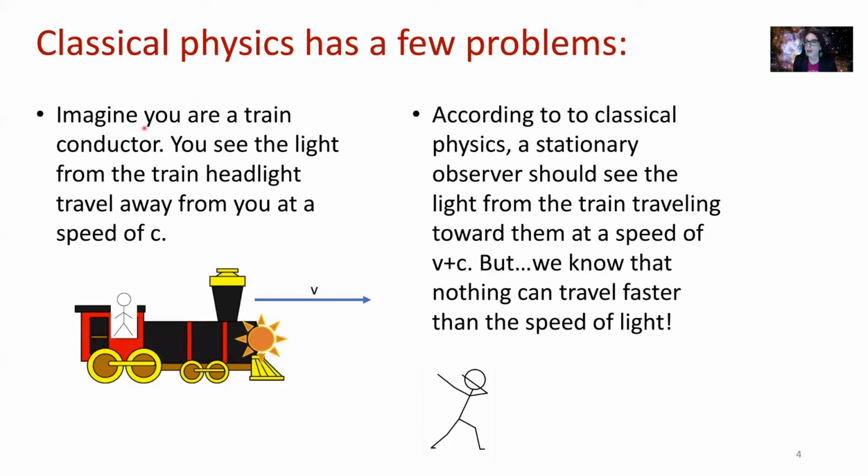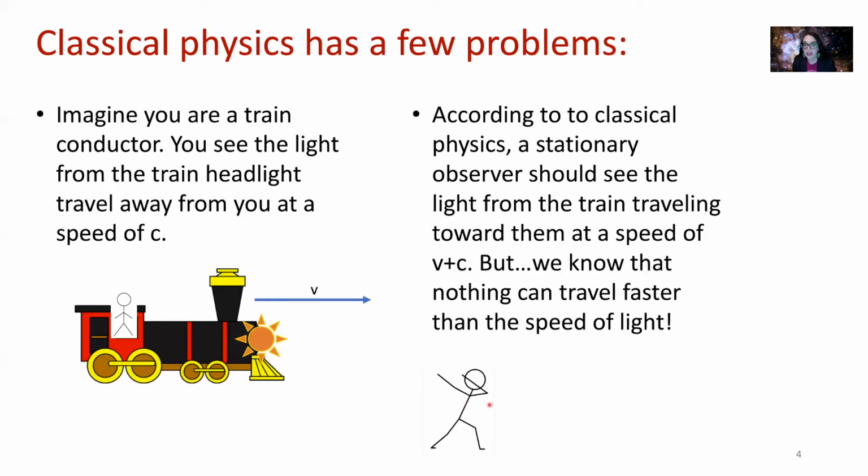So imagine you are a train conductor. Here you are in the engine of a train. Your train is moving forward with a speed of v, but you are moving with the train engine. And we're thinking about the light coming from the headlight of your train. You're moving along with your train. You're going to see the light from the headlight of your train move away from you in front of you at a speed of 3 times 10 to the 8 meters per second.